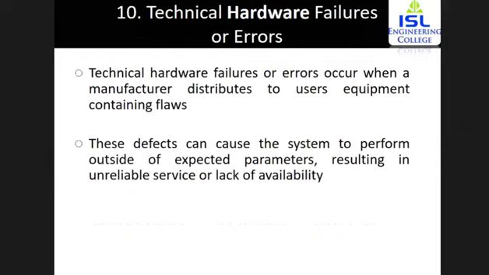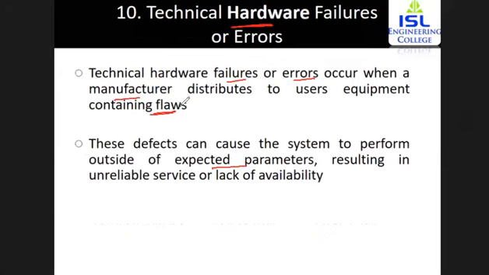The next is technical hardware failure or errors. Now in here, hardware failure means that with the software that you have developed, there is a fault within the hardware of the system. Now this occurs when there is a failure within the appliance or the software that is being delivered by the manufacturer. It contains flaws or any errors. Now these defects can cause the system to perform outside of expected parameters.